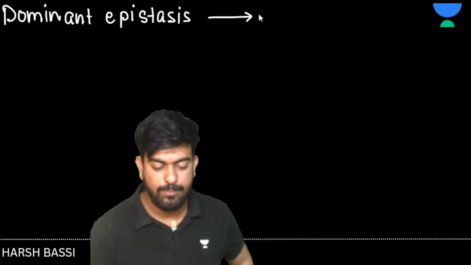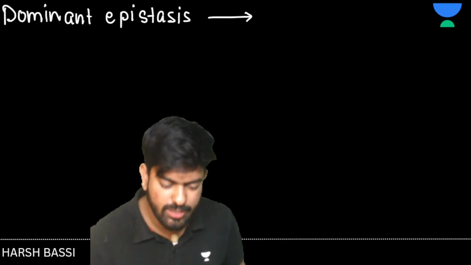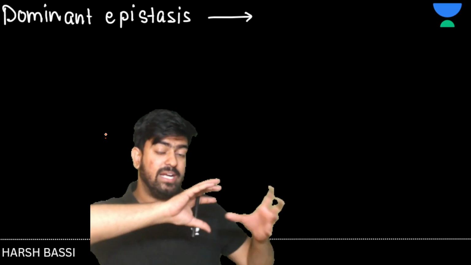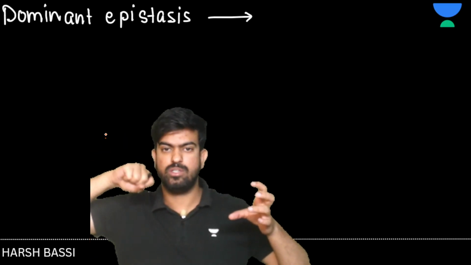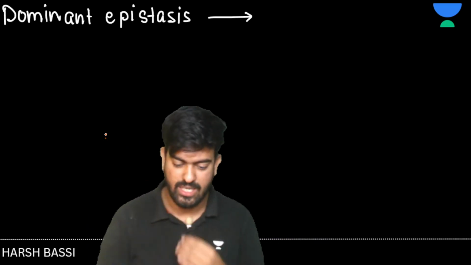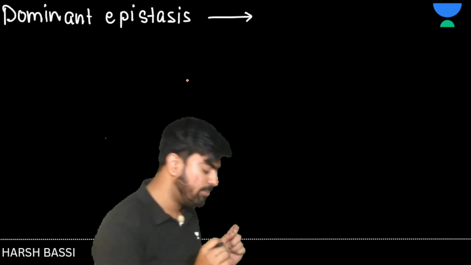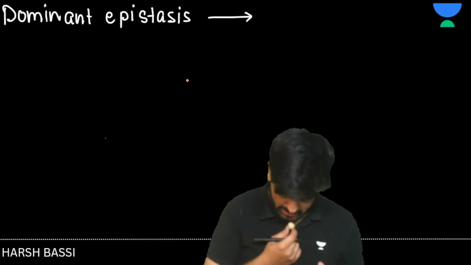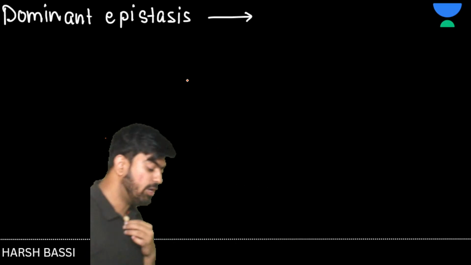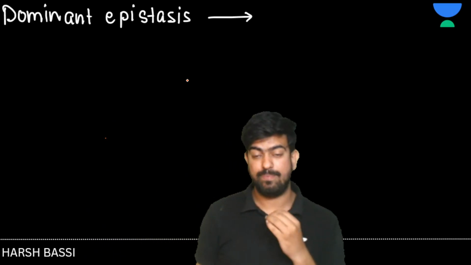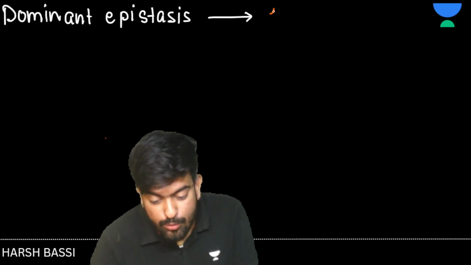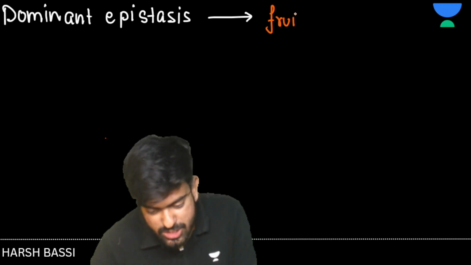If I'm talking about dominant epistasis, you might be able to figure it out: something dominant will be there, and it will be suppressing the recessive one. Yes, that's true. This is the case only. And the example for dominant epistasis is what? Anyone in the comment section? What's the example of dominant epistasis? So we are going to check the dominant epistasis in fruit color in summer squash.